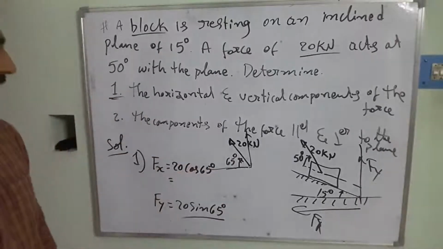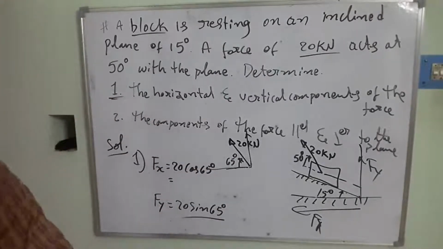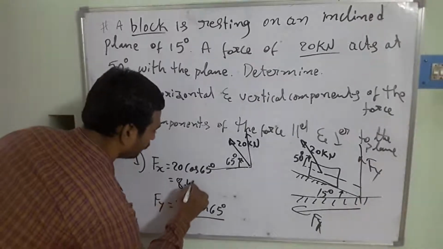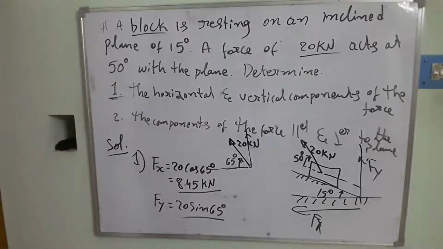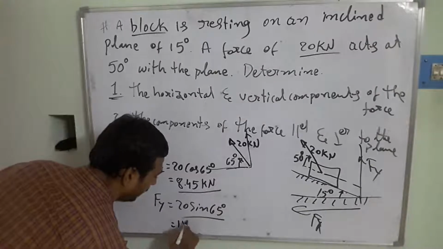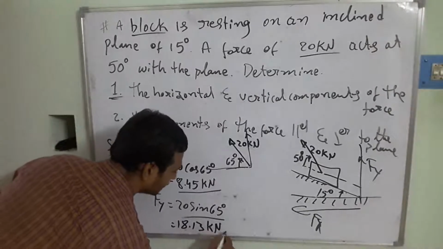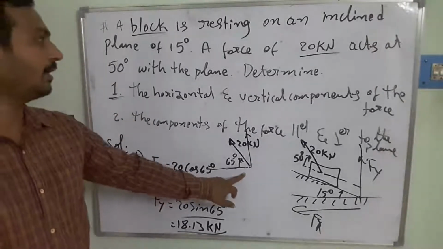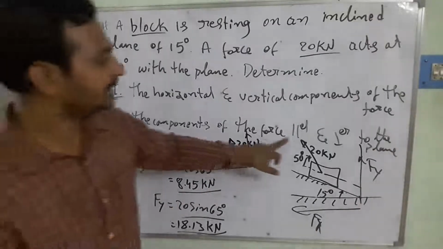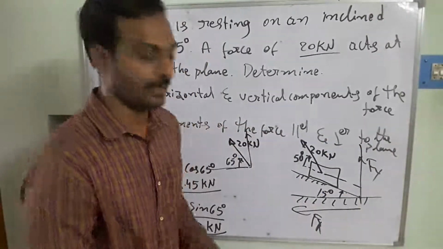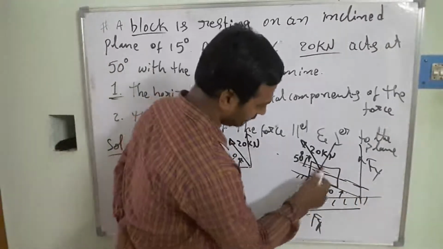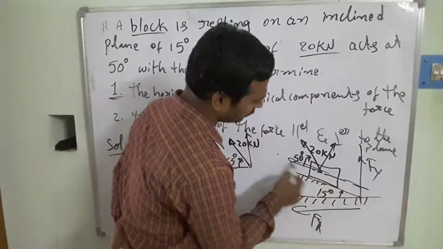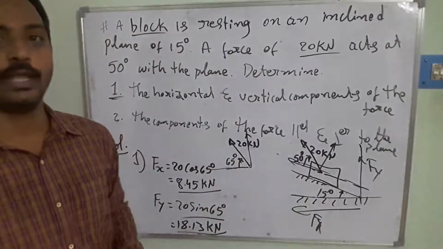Once we resolve this force, then F of x is equal to, what are we getting? That's going to be 8.45 kilonewtons. And similarly, F of y is equal to 18.13 kilonewtons we got. So this way we are resolving. In the second component, what will happen? The force parallel and perpendicular to the plane. So that means this is going to be the plane axis. This is going to be perpendicular to this one and this is going to be parallel to this one. That force we need to take.